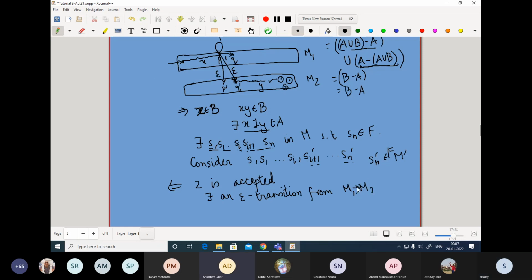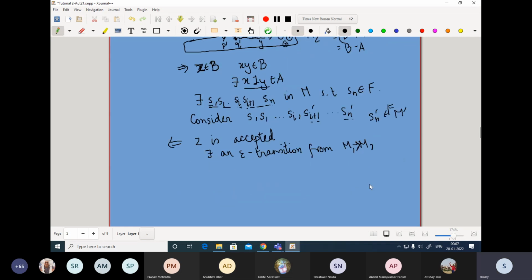Right? Okay. Now, what is this epsilon transition? Let's say it goes from P to Q'. So by definition, that means delta M of P1 equals Q. Sorry, delta M of P1 equals Q.